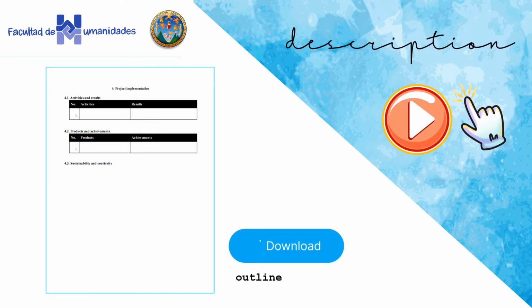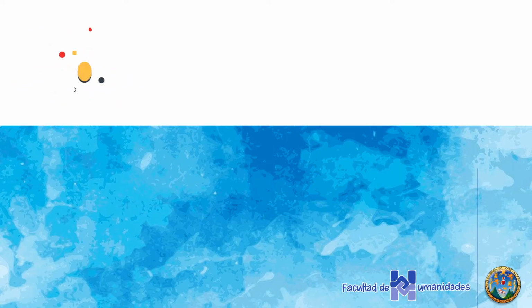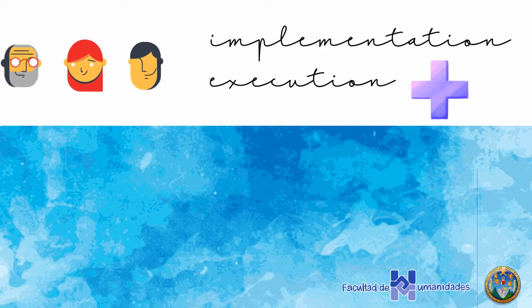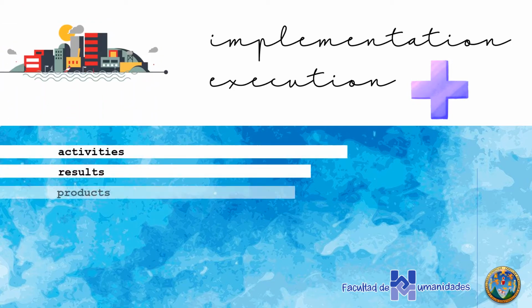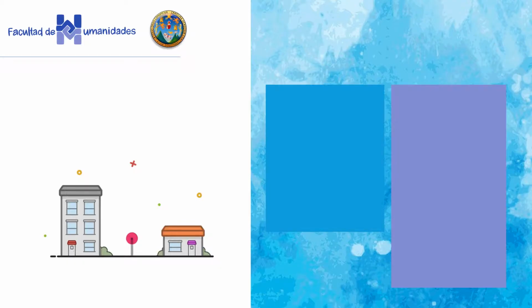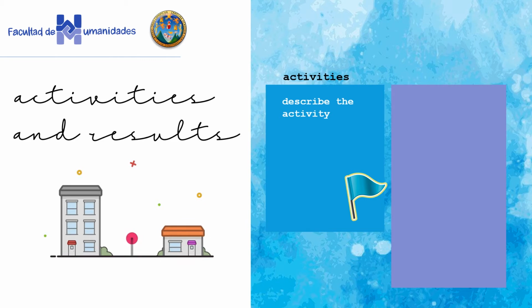Find in the description a document with the outline to work over it. Chapter 4 contains all the activities you conducted in terms of development, implementation, and execution and their results, the projects you developed and their achievements, and also the sustainability and continuity of the project. For the part of activities and results, all the activities you first scheduled and then conducted, from the project profile until the validation of it, must be presented in a table.